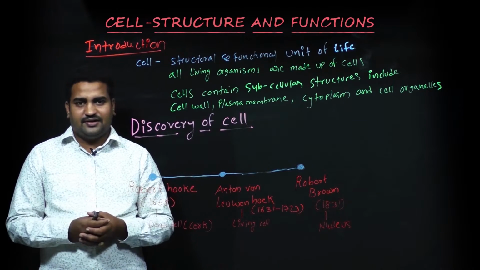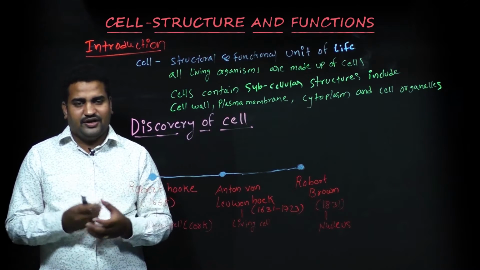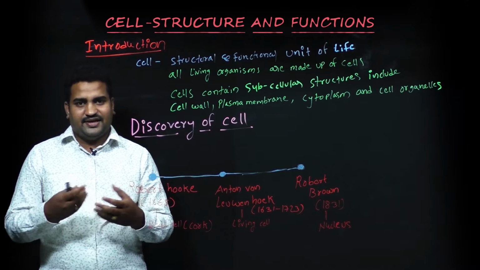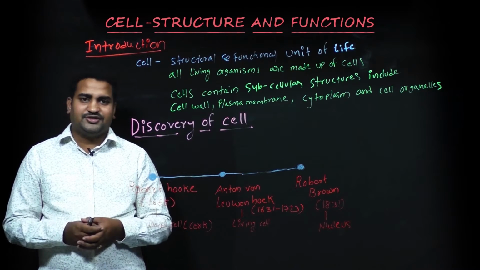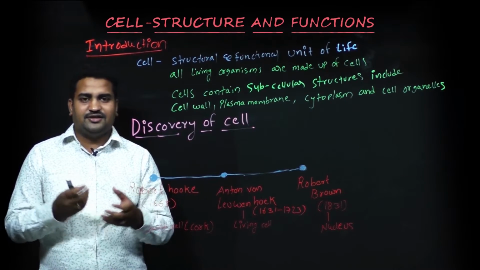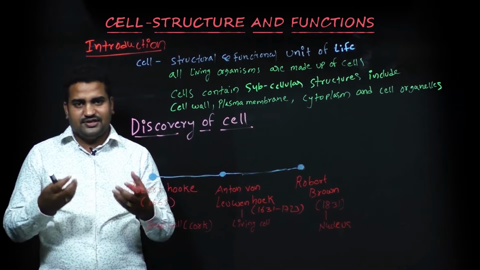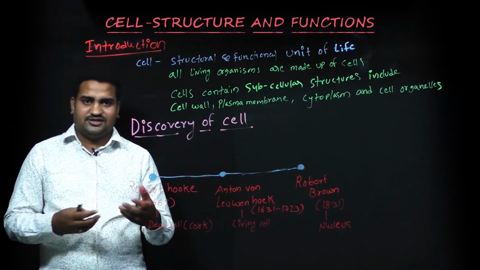In single cellular organisms, the entire functions is done by single cell like digestion, excretion, absorption, reproduction, everything done in the single cell only. In multicellular organisms, these cells differentiate and form different organs and organ systems.